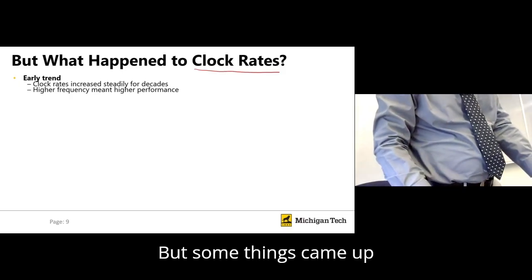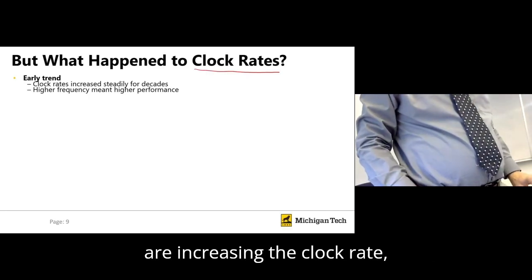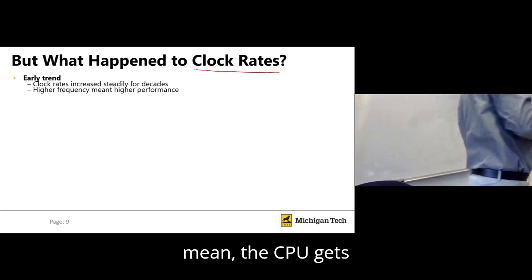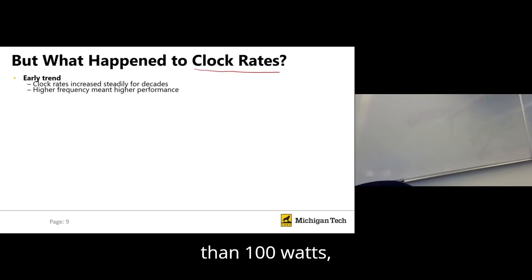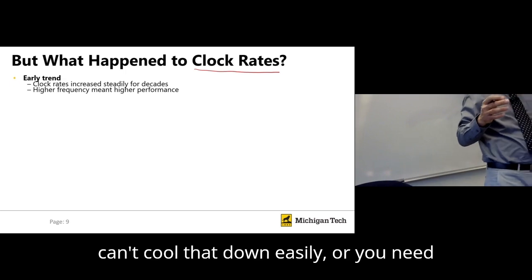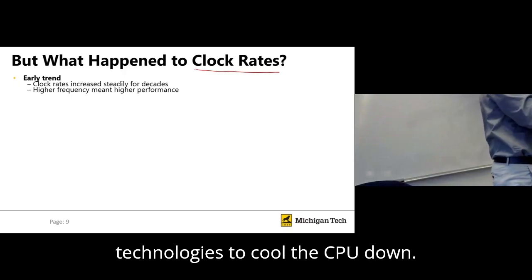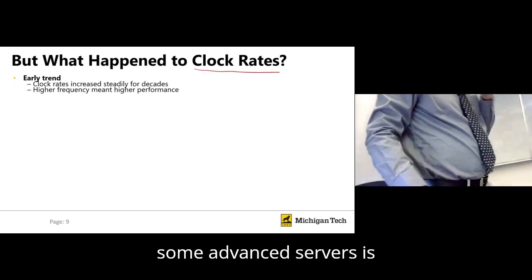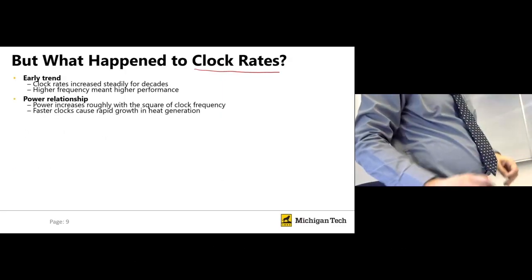But some teams came up after that time. They realized when they increase the clock rate, the power becomes higher and higher. I mean, the CPU gets hotter, and when it becomes higher than 100 watts, it's going to burn your hand even. You can't cool that down easily, or you need to spend lots on new technologies to cool the CPU down. Use piping. I think in some advanced servers it is still used, but it's so expensive. Cooling that down is very expensive.